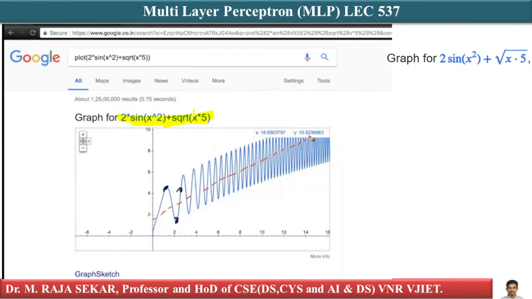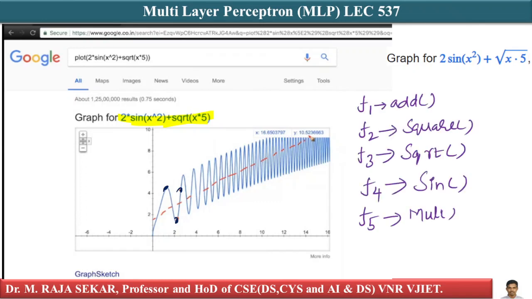So let's try to understand why multi-layer perceptrons are powerful from this example of a regression problem. Let's go step by step. Let's assume I have a function f1, which is an add function. Let's assume I have function f2, which computes the square of a number. Function f3 is a square root function, and function f4 is a trigonometric function, that is the sine function.